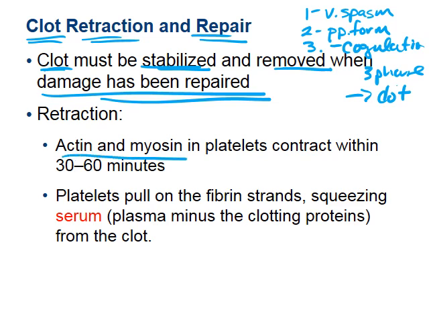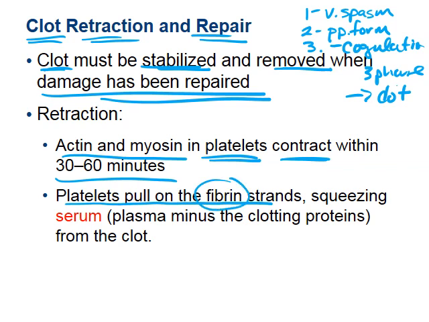So actin and myosin are in the platelets, and they start to contract within about an hour. Platelets are going to pull on the fibrin strands that you've created, and they're going to squeeze the serum. So the serum is the plasma minus the clotting proteins from the clot. If you've ever had a scab on the knee like we were talking about, it kind of oozes a little bit. So as that clot is happening, you're actually pulling.